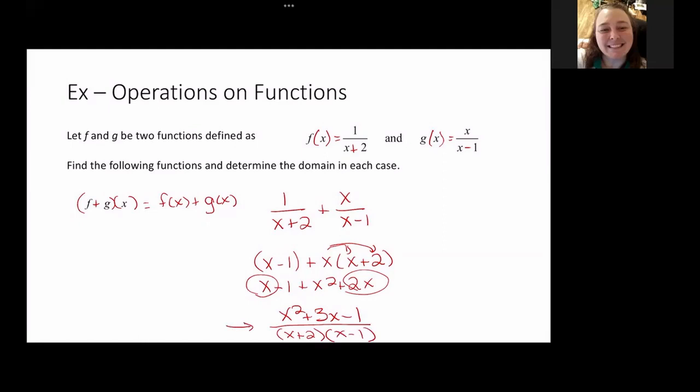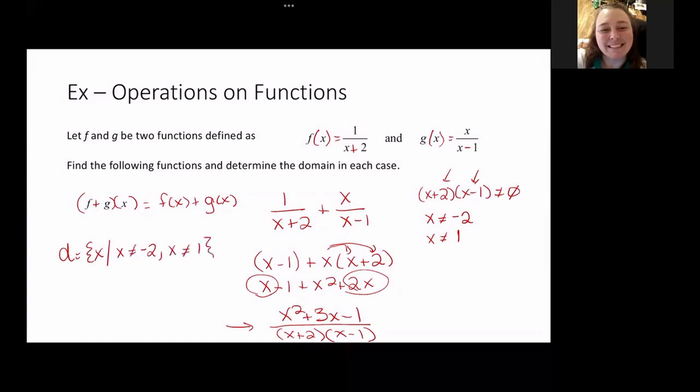Okay, now where is that not valid? That's not valid where that bottom is equal to 0. So x plus 2 times x minus 1 cannot equal 0 because it's on the bottom. Now, anything multiplied by 0 is 0. So for the first one, x cannot be equal to minus 2. And for the second one, x cannot be equal to 1. So the final answer for the domain is all x's such that x is not equal to minus 2 and x is not equal to 1.